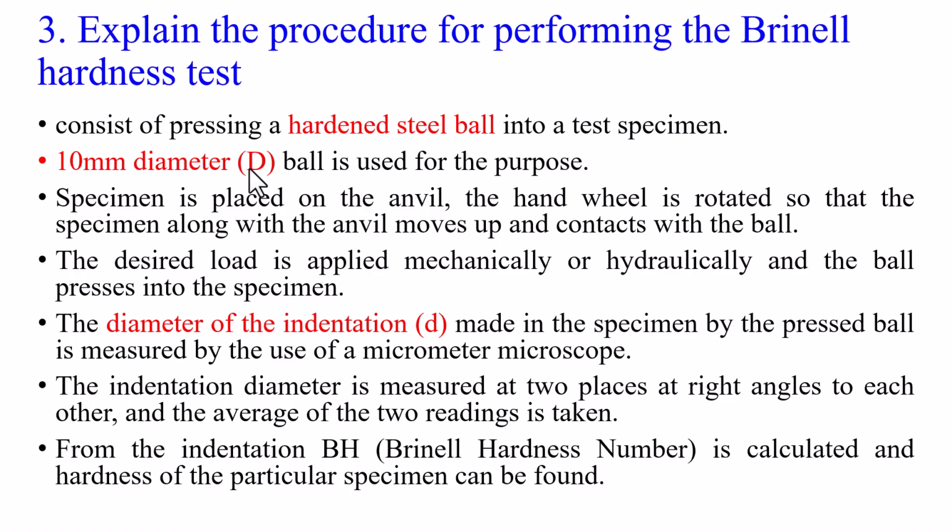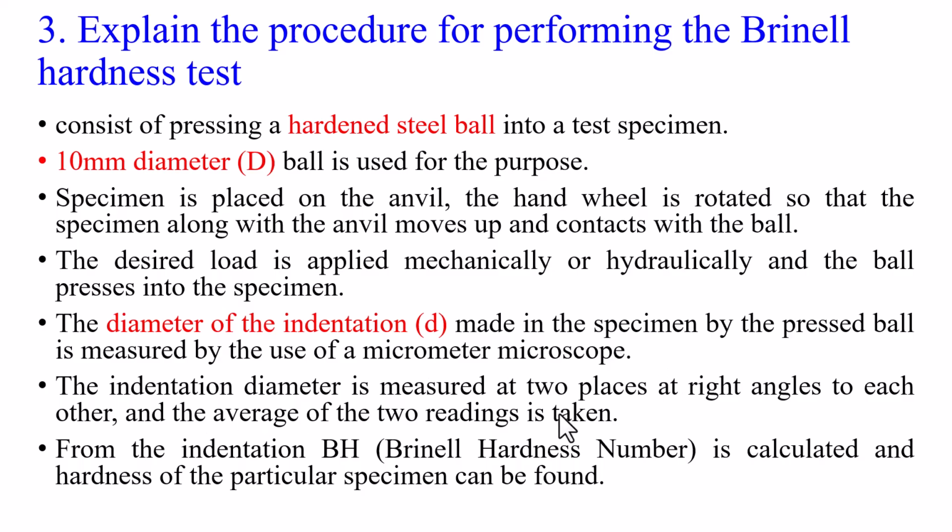So that is the diameter of the ball. The indentation is small d, and the ball diameter is capital D. That size is 10 mm, that is 1 centimeter. The indentation is less than that, so that means less than 10 mm. We measure this indentation using a micrometer microscope.